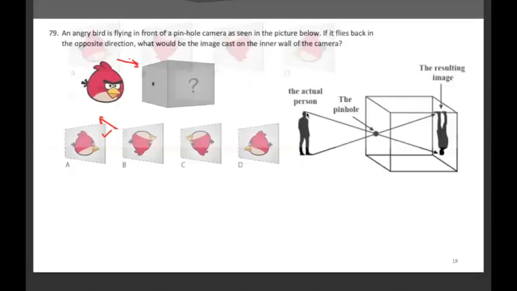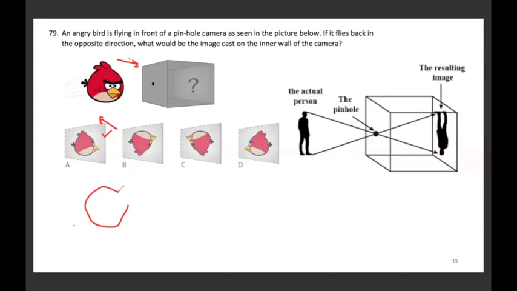When you're looking at an object through a pinhole camera, you will find that the object is rotated 180 degrees in the resulting image, like you are seeing in the case of the person. Rotate the person's image by 180 degrees and the image is generated here like this. So the angry bird, when it flies in the opposite direction, actually looks like this. This is moving in this direction, and this is when the direction is opposite.